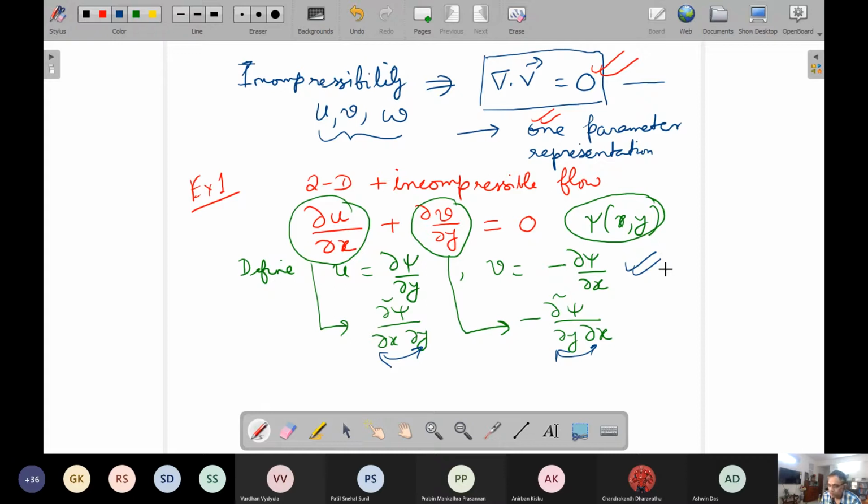Keep one thing in mind, that the motivation is to satisfy this equation, number one. And number two, there is no restriction on the algebraic sign of any of these terms so long as sum total is 0. That means u could be defined as minus of this and v could be plus of this alternatively, but we have to define one of these, and that is why this is taken in this way. So this parameter psi is called as stream function.